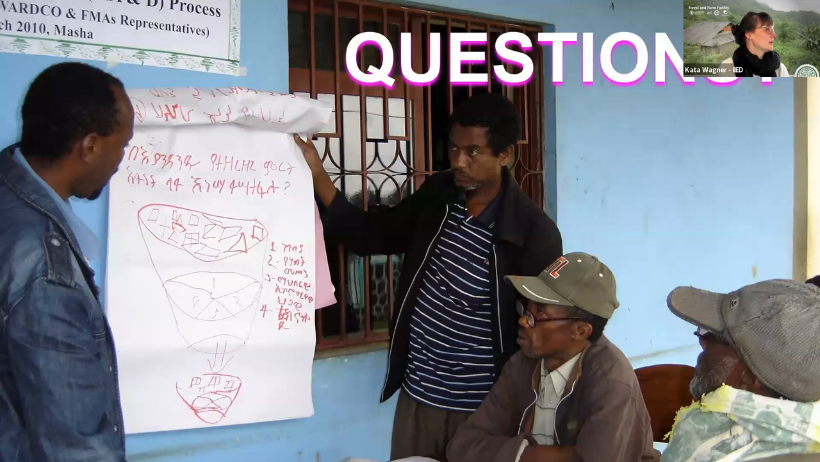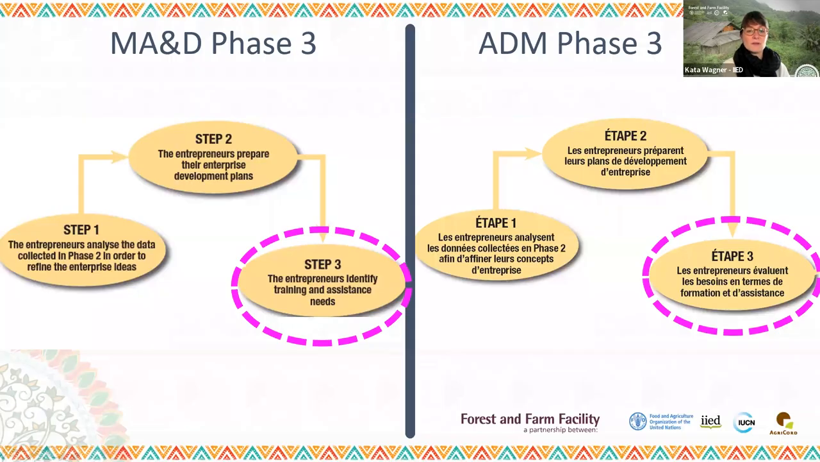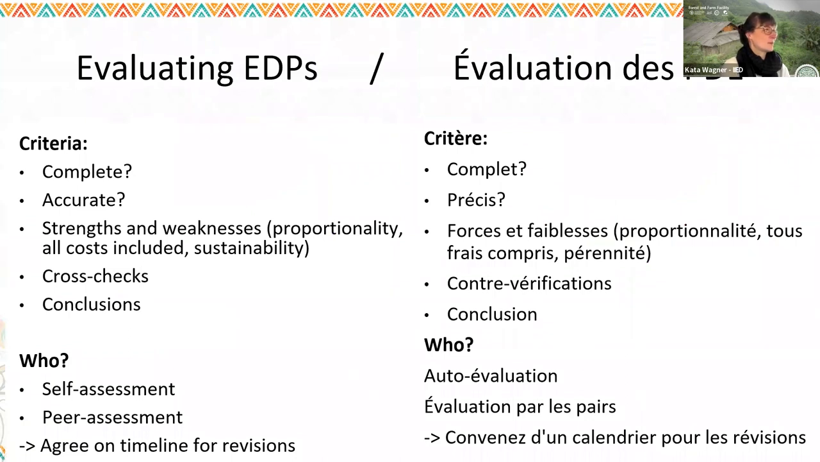Okay, if there are no questions at this point on any of this, I would then move to the third step of the third phase, which is, it says here, the entrepreneurs identify training and assistance needs, but importantly, this is based on the evaluation of their enterprise development plans. So they've prepared their enterprise development plans, and now they need to evaluate and eventually adjust their plans. So this is also the moment where the entrepreneurs identify any support needs that they might have or training needs.